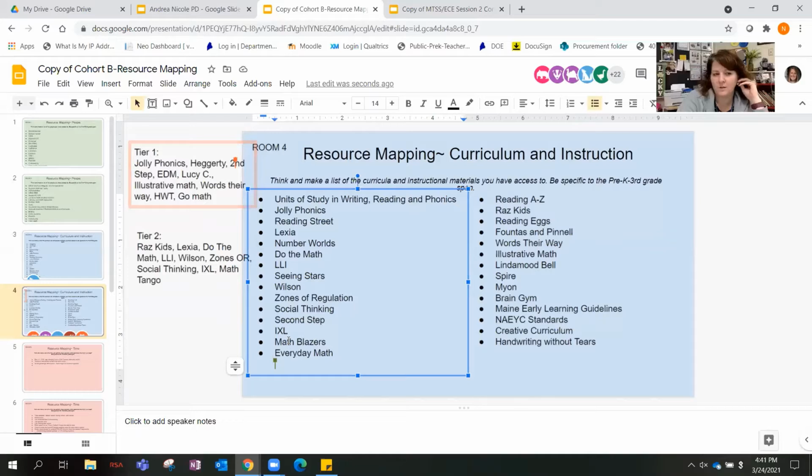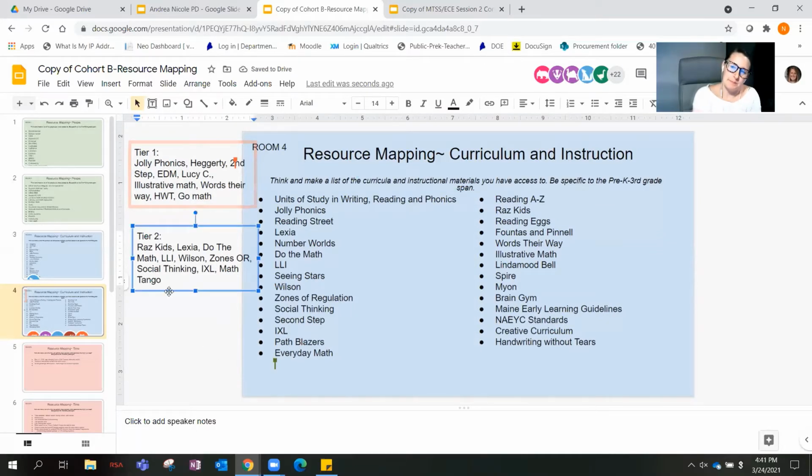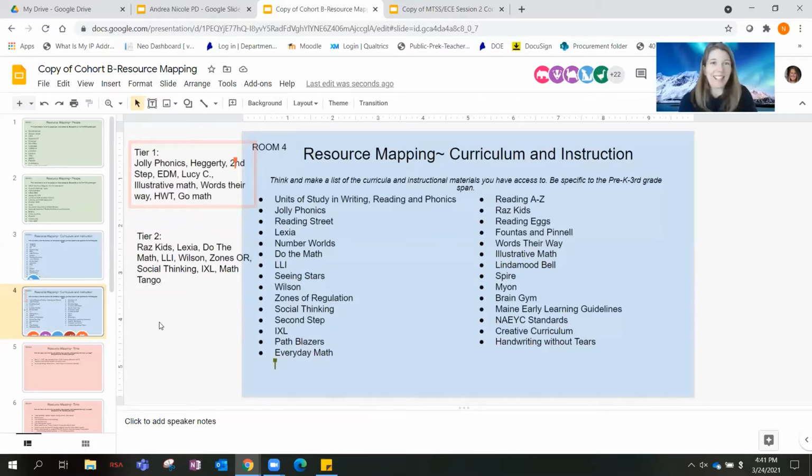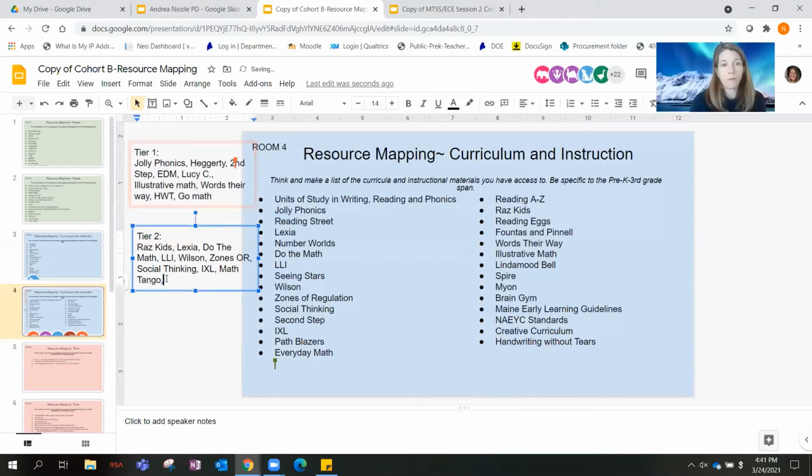Will you be using some of these curriculums as a tier 1, like Zones of Regulation, which I have in my room for all kids? That's going to be my next question. Hang on to that thought. We also have Reading Recovery that's not on there. Is that tier 1 or tier 2? Tier 2. Okay. And we will be having Math Recovery.